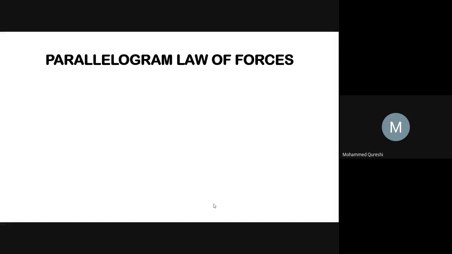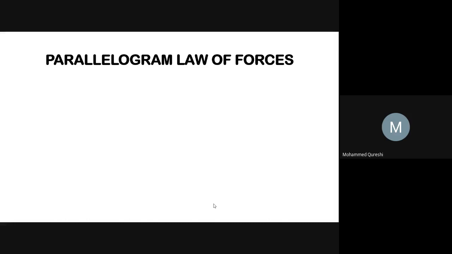We have three methods for finding out the resultant force. First method is parallelogram law of forces. Second method is resolution of forces. And triangle law of forces is the third method. All the three methods are useful for finding the resultant force.